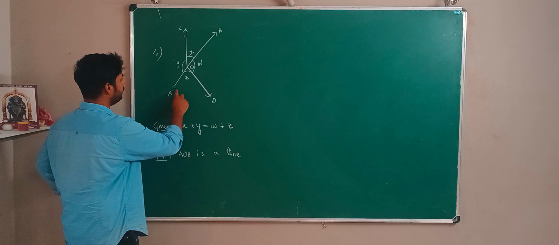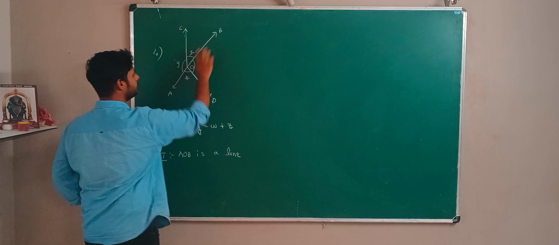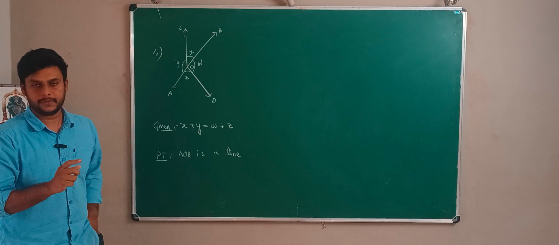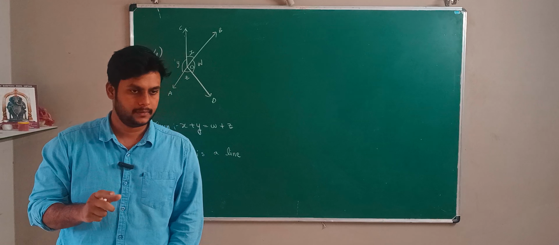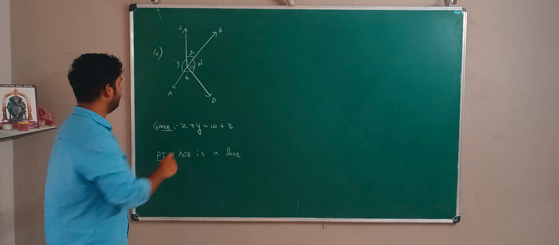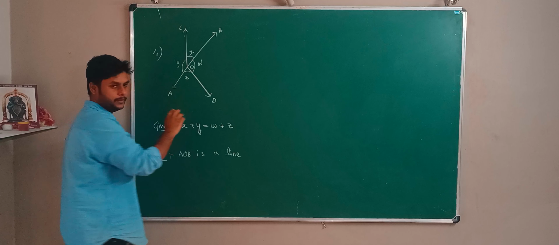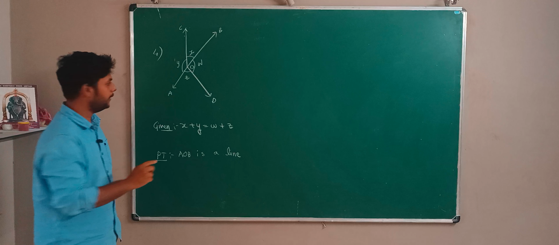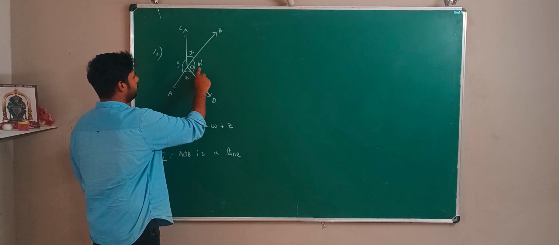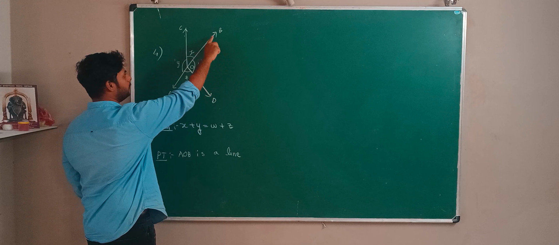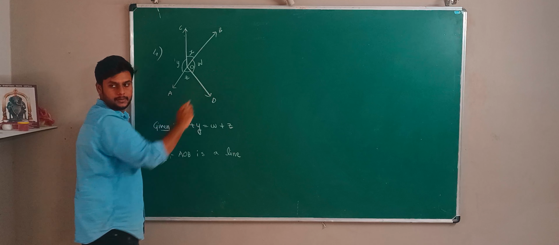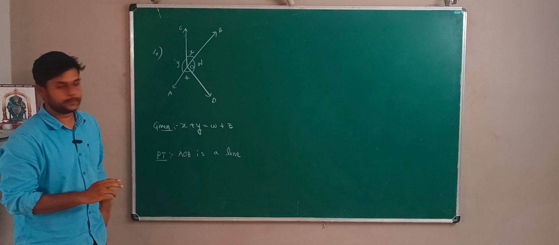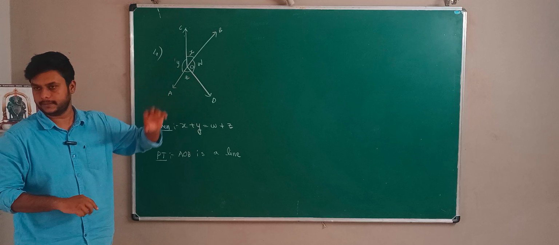Now what should I prove? AOB is a line. If AOB is a line, how much will be its total angle for a line? 180 degrees. If I prove z plus w is equal to 180 degrees, then my work is over, or no? I will get AOB. Understood? I should prove z plus w is equal to 180 degrees.